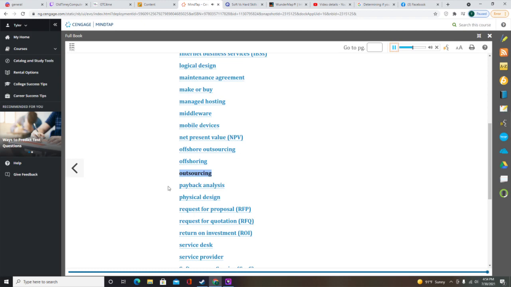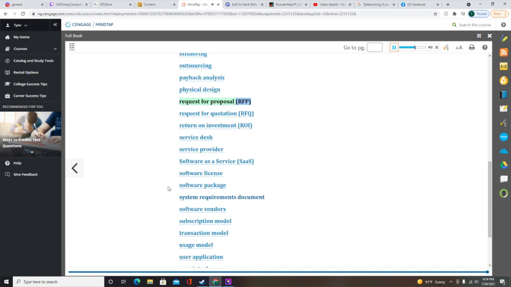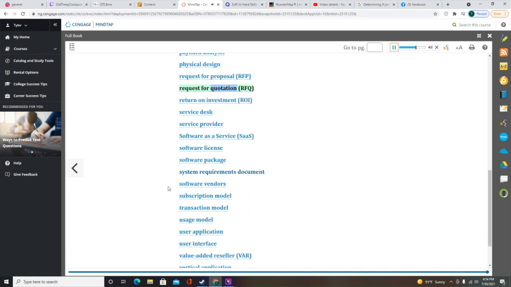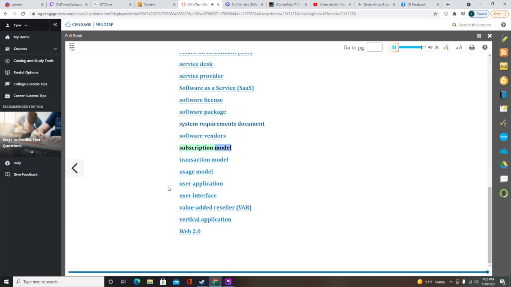Offshoring. Outsourcing. Payback analysis. Physical design. Request for proposal, RFP. Request for quotation, RFQ. Return on investment, ROI. Service desk. Service provider. Software as a service, SaaS. Software license. Software package. System requirements document. Software vendors. Subscription model. Transaction model. Usage model. User application. User interface. Value added reseller, VAR. Vertical application. Web 2.0.